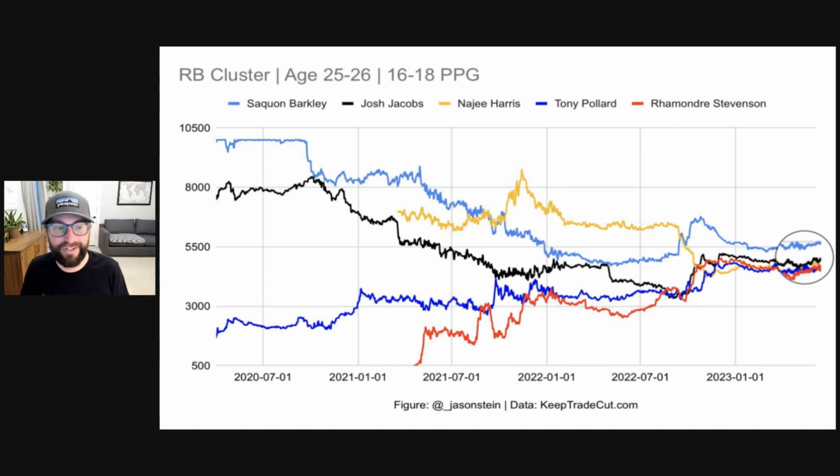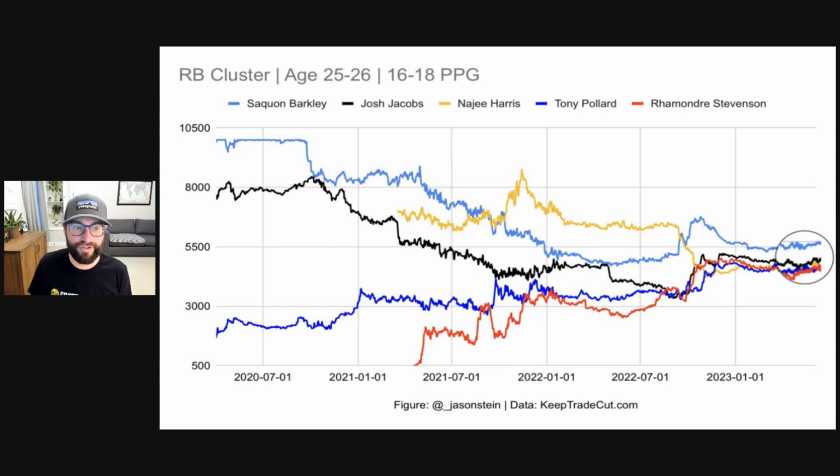For Saquon Barkley, I gave him a 15% premium multiple to this cluster, called the Saquon premium. Even though he's the same age and scores the same amount of points as these guys, I think there's still that premium that you've got to pay for Saquon Barkley. If you plug in that premium, I do think he's a little bit undervalued for this group, and I do want to be a little bit overweight Barkley this season.